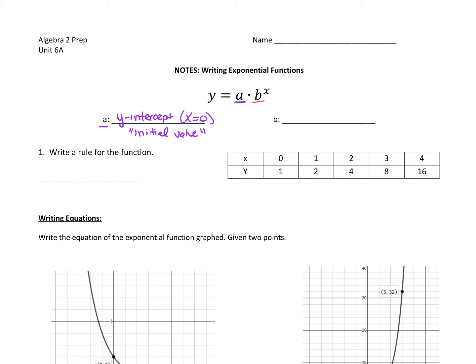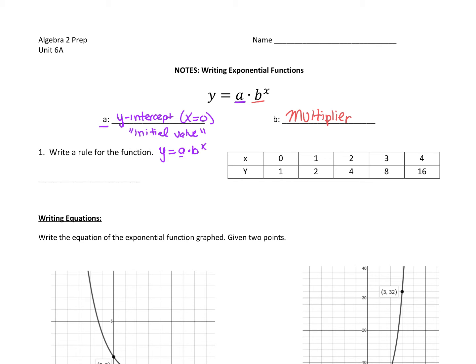Our b value is our multiplier. So it's what we multiply by to create our exponential data. So if we're going to write a rule for this function, we're going to use this formula from above.